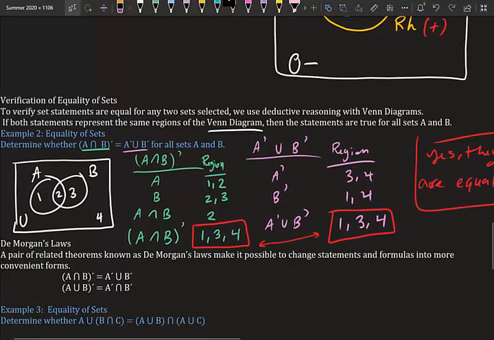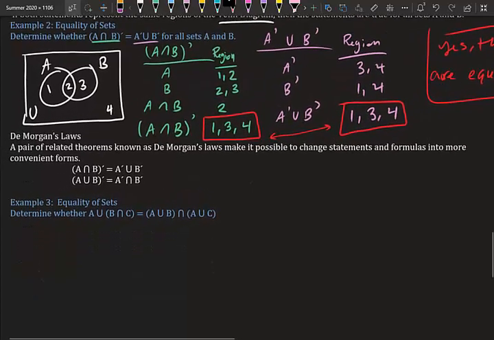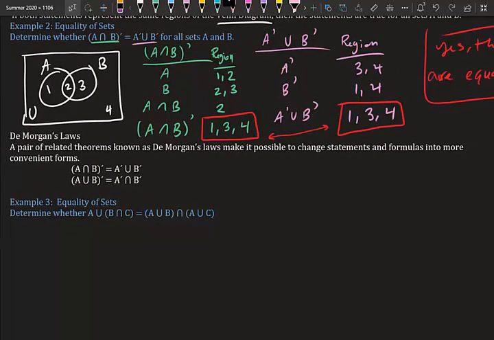So you draw your Venn diagram, take each piece out individually, and then for your final answer, you compare the regions. We're about to do that again, but before that, we have to talk about De Morgan's Law. We're going to use De Morgan's Law a lot through this semester. We'll talk about it in Chapter 3.